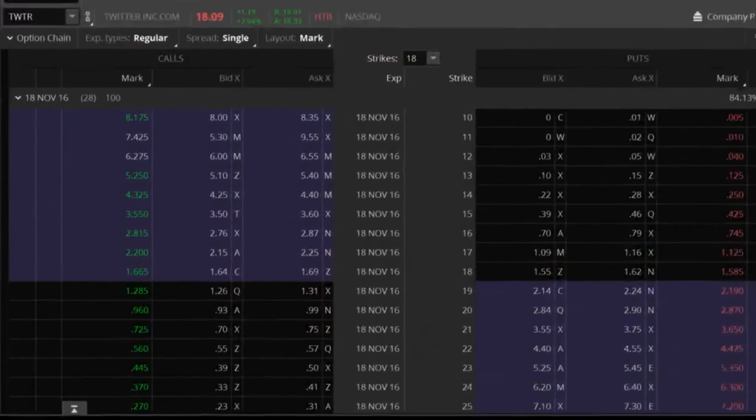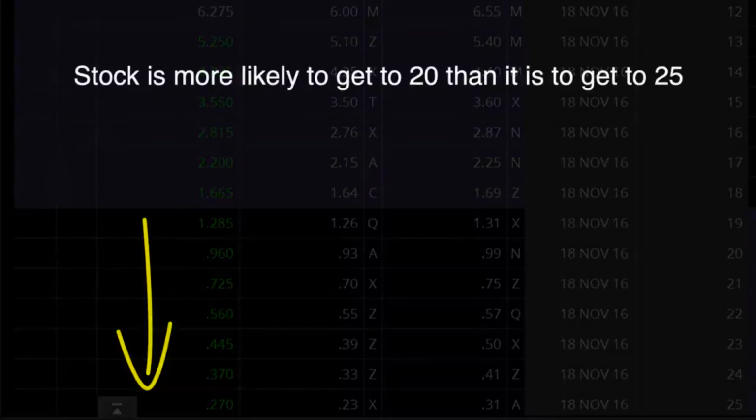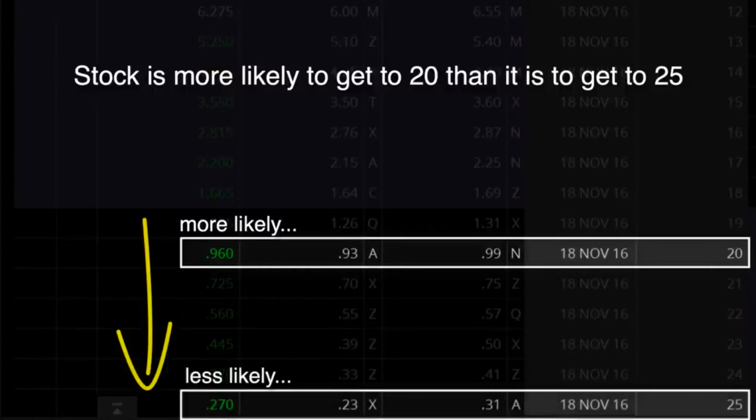Now, you can see that the further out of the money an option is, the cheaper it is. That's because the likelihood of it being of any value is less than an option with a strike price that is closer to the current stock price, right? This stock is more likely to get to $20 per share within the next 28 days than it is to get to $25 per share, because it would have to make an extremely large move to get to 25, whereas it would only have to make a small move to get to 20. So therefore, the 25 strike call option will not cost that much money because it isn't very likely that it will be of any value at expiration.